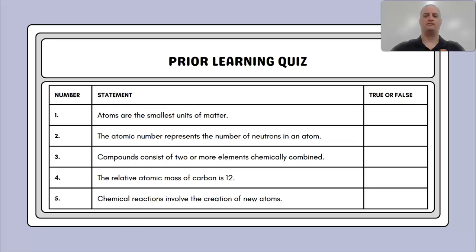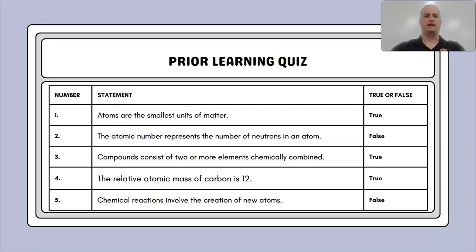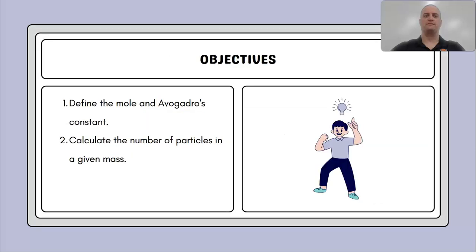Alright, let's take a look. So again, this is just getting into the idea of what it means to be different types of particles. So we're looking to define what a mole is and Avogadro's constant. This is given to you on your reference sheet. It's just another equality for you to use in order to do some chemistry stuff.